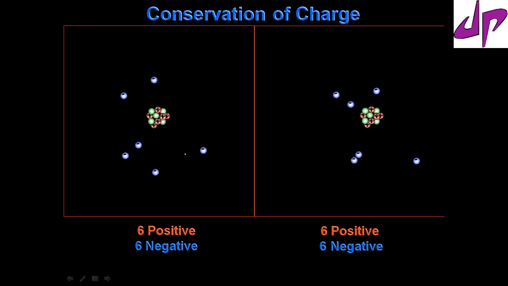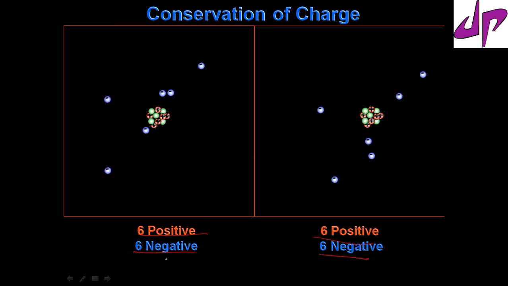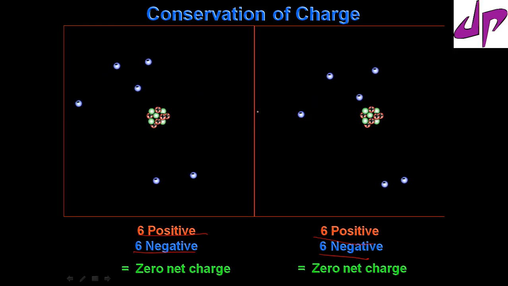Now, how is a positively or negatively charged object created? Let us see some situations. In this first case, here 6 positive charges and 6 negative charges. In example 2 also, it has 6 positive and 6 negative. So there is no net charge. It means there are no extra electrons or no deficiency of electrons. So they both possess zero net charge in both cases.